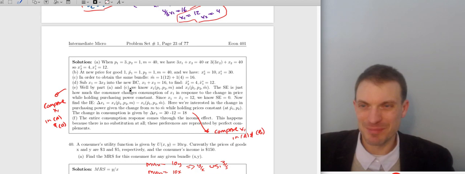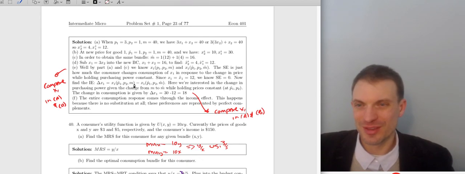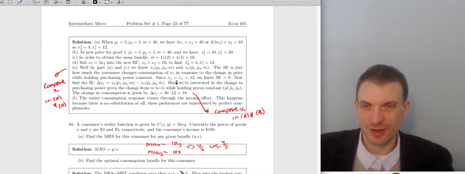By part A and part D, we know our demands. The substitution effect is just how much the consumer changes consumption of X1 in response to the change in price while holding purchasing power constant. Well, our demand for good 1 is still 12 in both cases, comparing A and D, so we know the substitution effect is 0. That's not surprising because these are perfect complements.